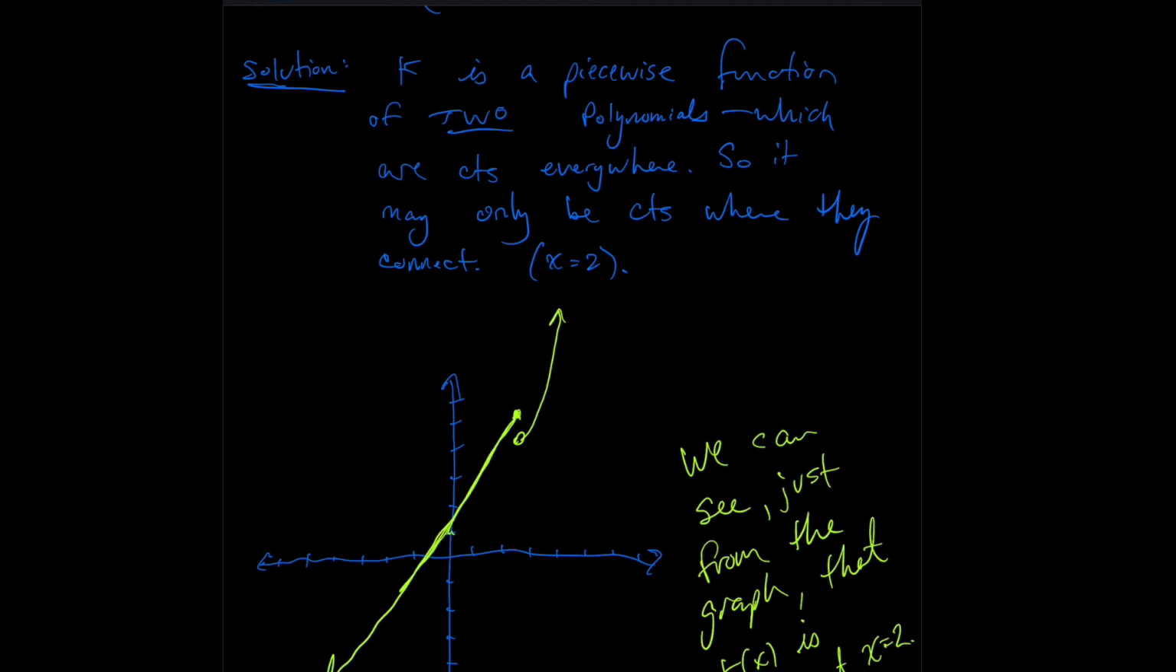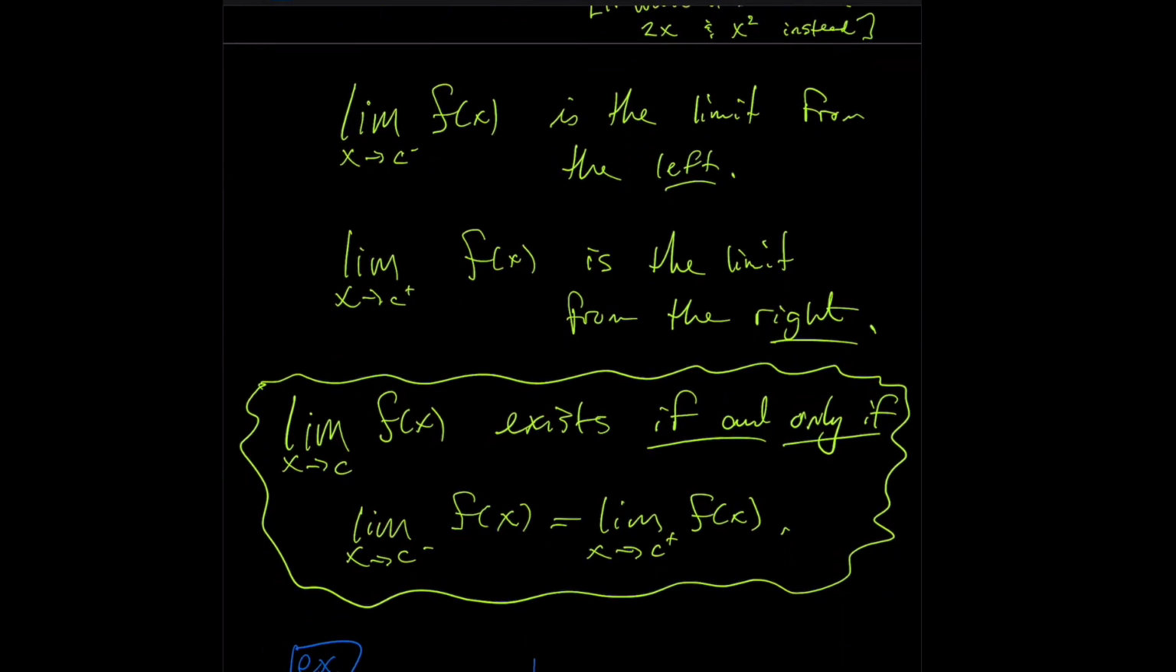Alright, so we can see that since they're both polynomials, the only issue we might have is actually at x equals 2, and that's what's happening here. There's a jump. If it was 2x instead of 2x plus 1, this thing would be fine. It would be continuous everywhere. But that 2x plus 1 ruins it, shifts it up.